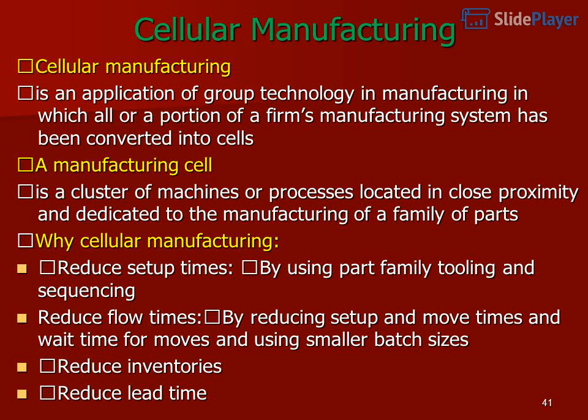A manufacturing cell is a cluster of machines or processes located in close proximity and dedicated to the manufacturing of a family of parts. Why cellular manufacturing? Reduce setup times by using part family tooling and sequencing. Reduce flow times by reducing setup and move times and wait time for moves and using smaller batch sizes. Reduce inventories. Reduce lead time.